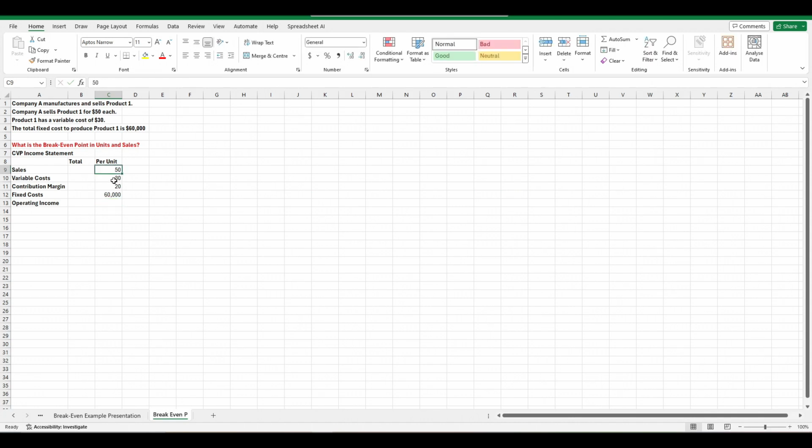And just make sure that you're putting it in your per unit, since that's what they're giving us. They're giving us for only one. For each unit, they're giving it to us. If it would say like company A sells product 1 for a total of, let's say, 100,000, then we would put 100,000 here. But since they're saying $50 each, we put it under the per unit column. And so our operating income, we actually can't calculate. So I'll put a question mark. And our fixed cost, this is just equal to our per unit cost. Fixed cost just never changes.